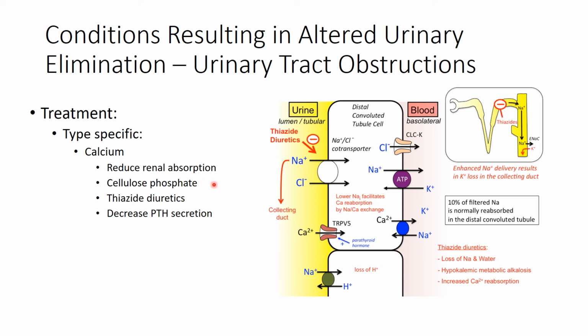Cellulose phosphate would bind up additional calcium. And then we'll want to decrease parathyroid hormone secretion, right? So parathyroid hormone is responsible for increasing blood calcium, and in order to reduce blood calcium, right, so reduce the amount that is actually filtered, okay, we want to reduce this parathyroid hormone.